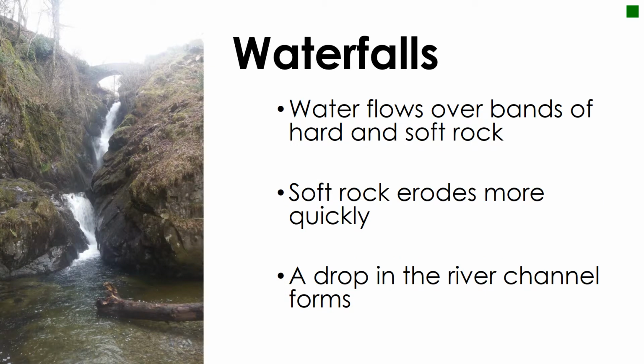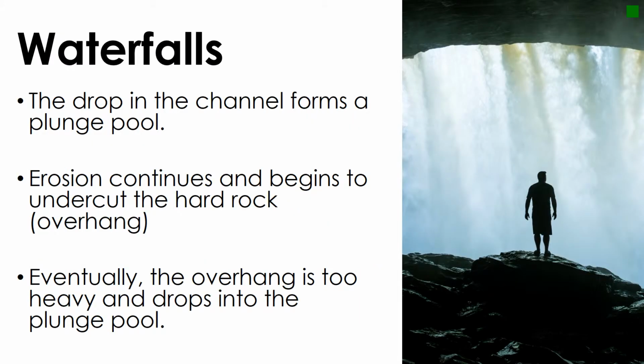Thirdly, we have waterfalls. So waterfalls, again found in the upper course, are when the water flows over bands of hard and soft rock. Of course, the soft rock will erode more quickly as it's less resistant to erosion than the harder rock. And over time, that will cause a drop in the river channel to form. As that drop becomes deeper and deeper, as the soft rock is becoming eroded more and more quickly, eventually a plunge pool will be created at the foot of that drop, which will increase erosion.